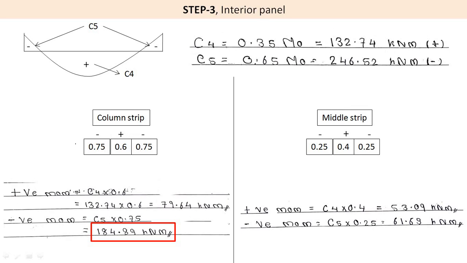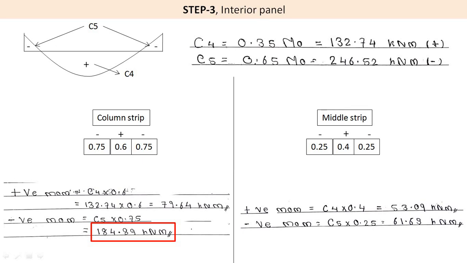Now coming on to the negative, the negative factor is 0.75 into the value of C5, because it is negative, so 246.52 kilonewton meter. So we have the value of negative moment in the column strip as 184.89 kilonewton meter.